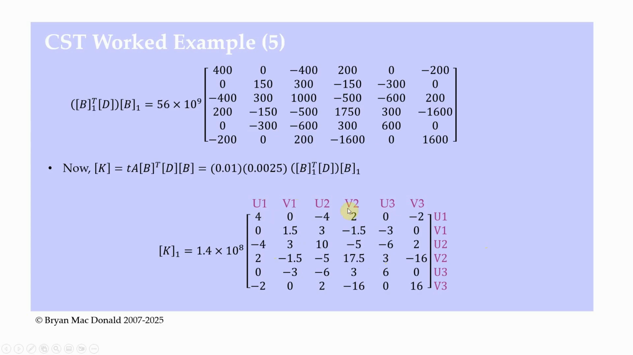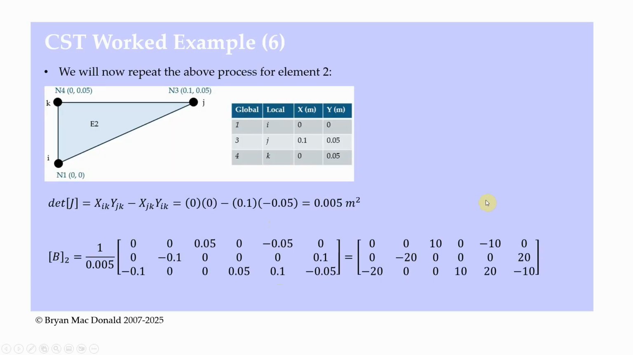It could be I had U3 at the start and U1 second, depending on what way I numbered it. So I've just numbered it like this and it's worked out like this. So we'll see that the next element is a little bit different. So now let's just go through the same procedure for the next element.